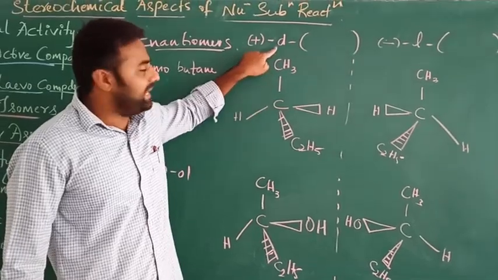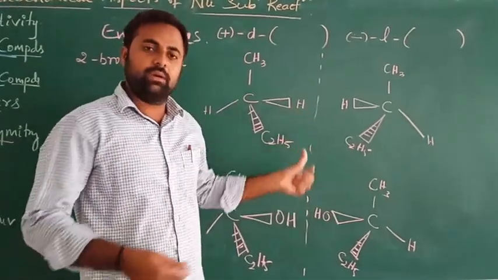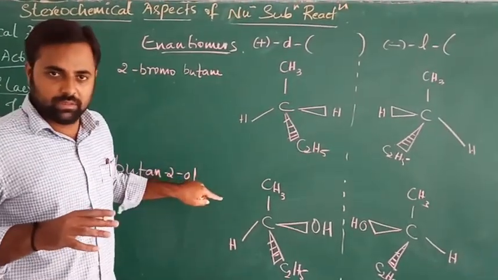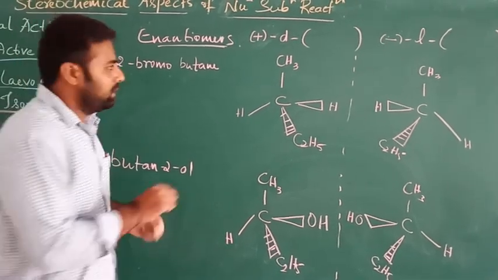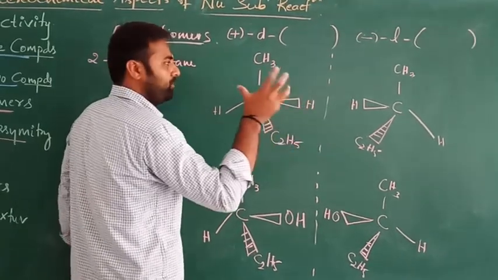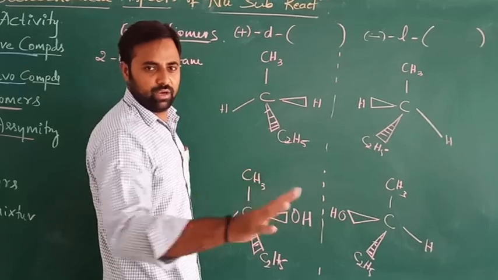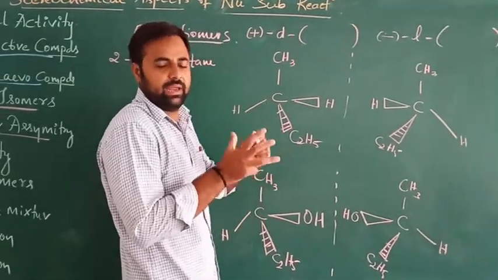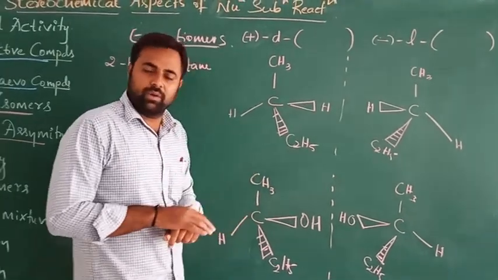This is the dextrorotatory compound and this one is the levorotatory compound. These two together are called enantiomers, compounds which are non-superimposable mirror images of each other. If you consider this an object, that will be its mirror image. If you put this object on its mirror image, they will not coincide because the configuration changes. The spatial arrangement of the atoms and groups of atoms changes. That's why they will not coincide.